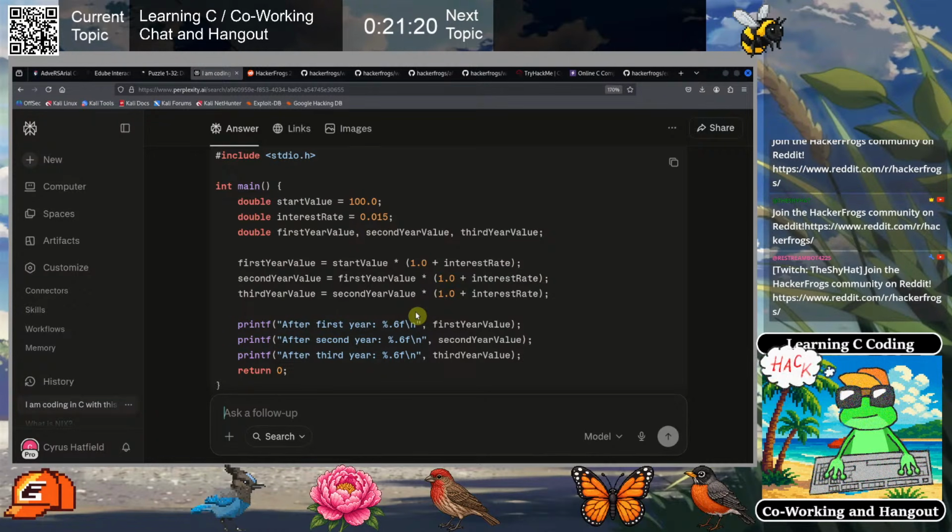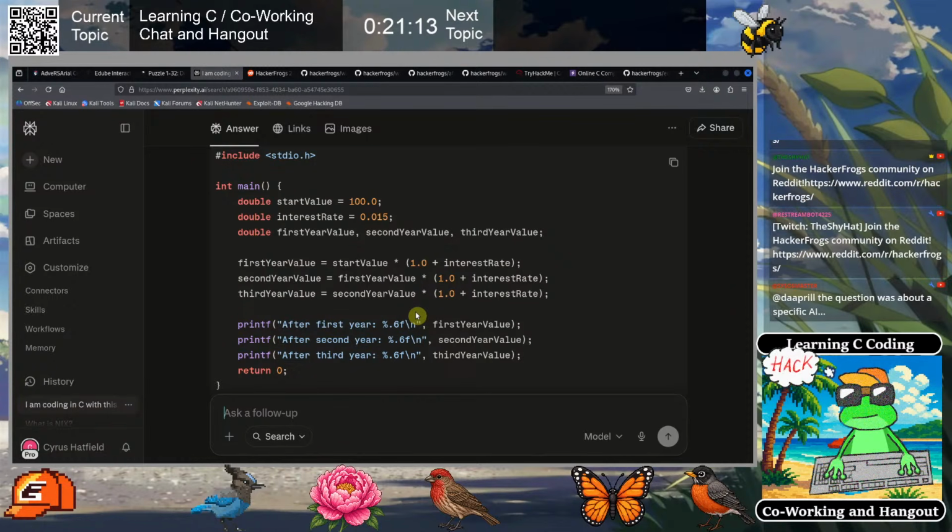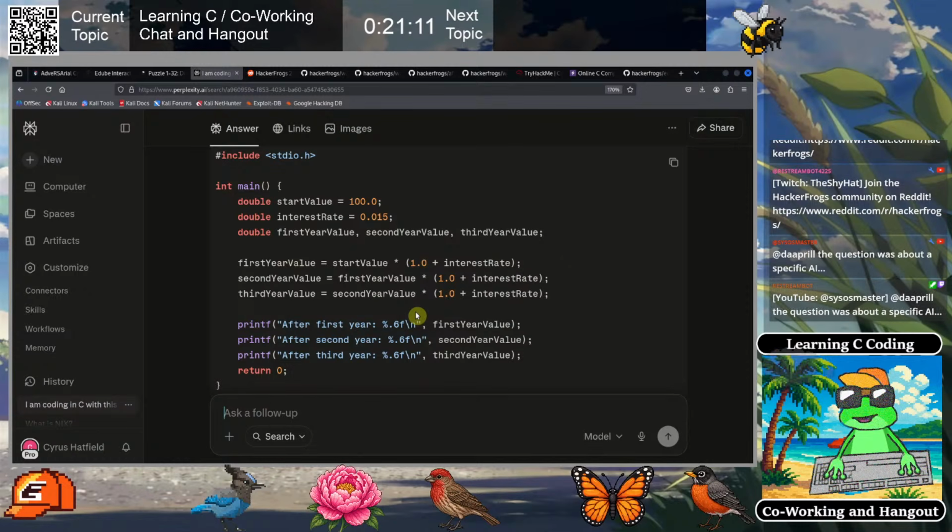SysOS says no, don't use Claude. Dapril says, I don't think you can say no unless you are a dev. You'll never be able to compete with the output speed. We didn't see an error with the second year, though.